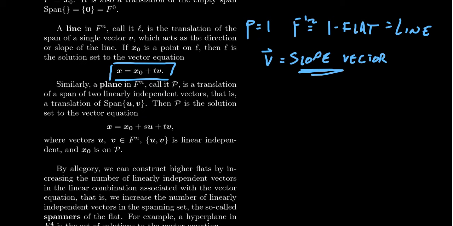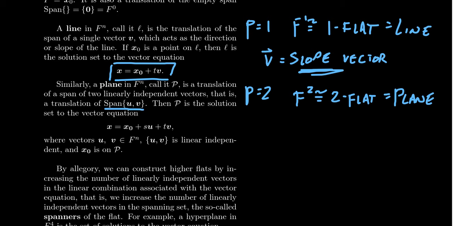Well, what about a two-flat? A two-flat, p equals 2, we're looking for an object that looks like F2 inside of our vector space. This is what we mean by a two-flat, but this is what we call a plane. So a plane in Fn is supposed to be something that looks like the plane we think of, right? What we're going to do is take the combination of two independent vectors. So consider the span of two linearly independent vectors. But then we translate that span using some specific vector that's on there, x0, right?